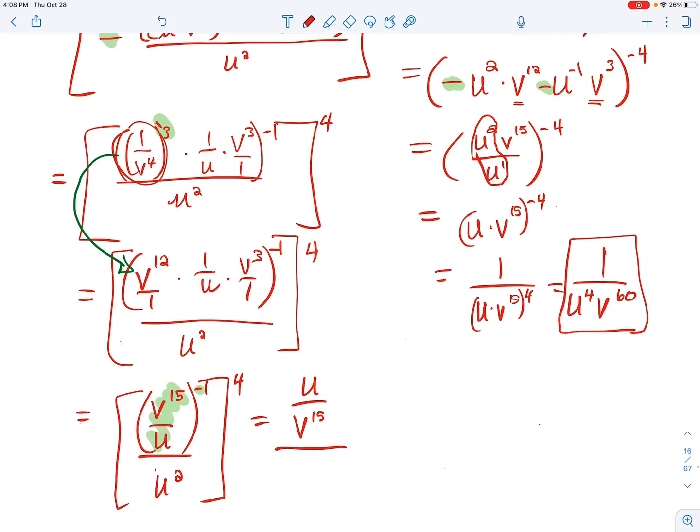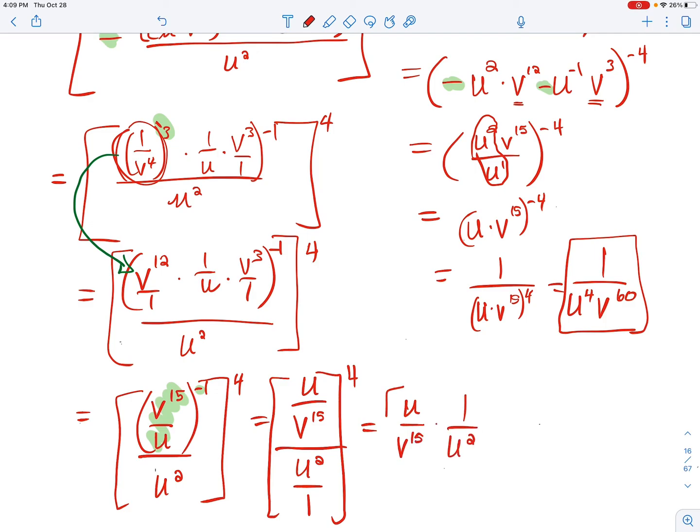And now I have u squared. I know I'm going to be dividing by a fraction, so I'm going to put u squared over 1, all still to the fourth power. Let's spill over here. A fraction over a fraction. I can invert the denominator and multiply. I have u over v to the 15th times 1 over u squared, still to the fourth.